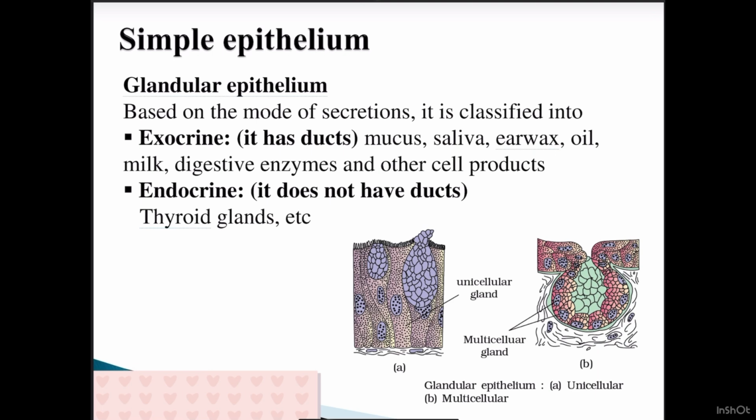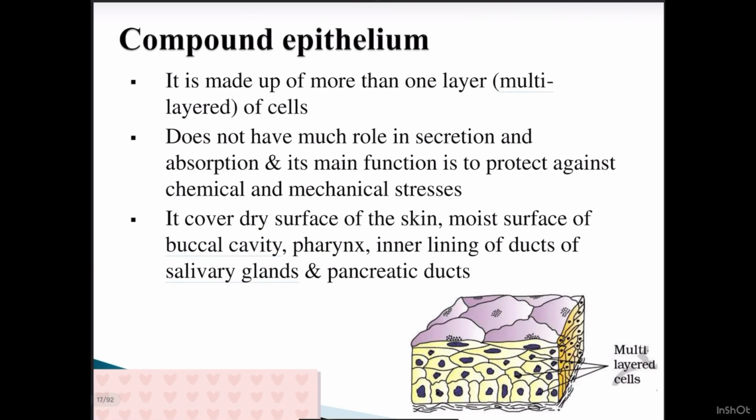We are going to see that all the endocrine glands, like the pituitary, parathyroid, thyroid, thymus, etc. And now compound epithelial tissue. It is made up of more than one layer, that is, multi-layered cells. It does not have much role in secretion and absorption. Its main function is to protect against chemical and mechanical stresses.